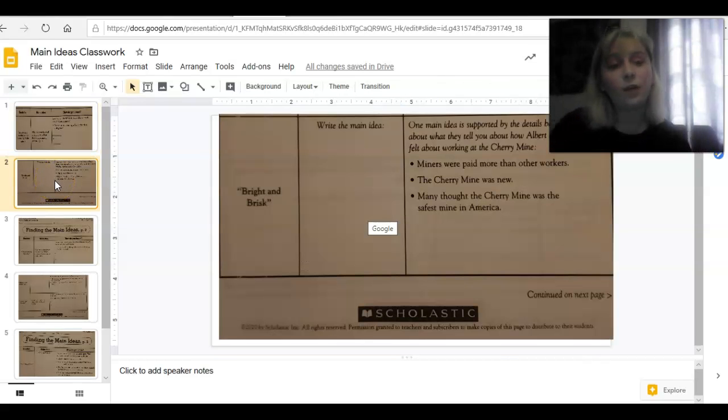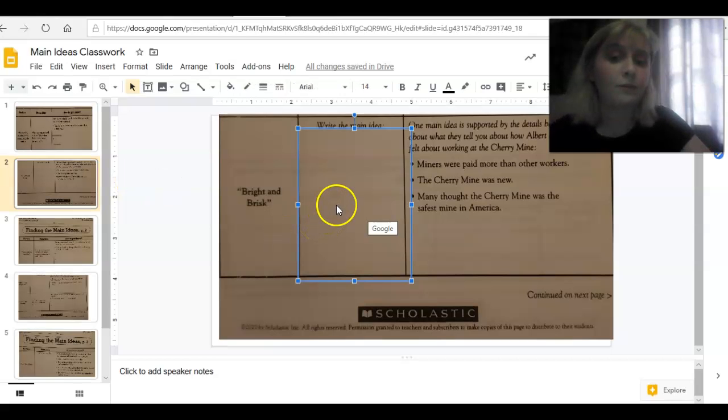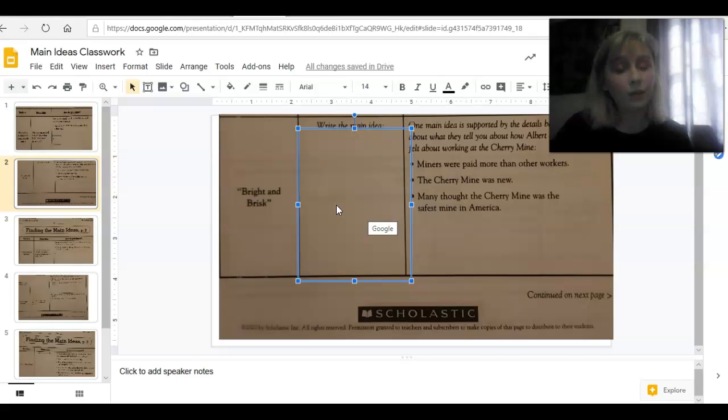All right, so this one comes from the section Bright and Brisk. And this time, they don't give you the main idea. That's what you have to figure out. And the way you're going to figure it out is you're going to look at these three details that they give you, and then ask yourself, what idea do all three of these support? What do these three have in common? What point are they trying to prove? And then you're going to put the main idea in here.